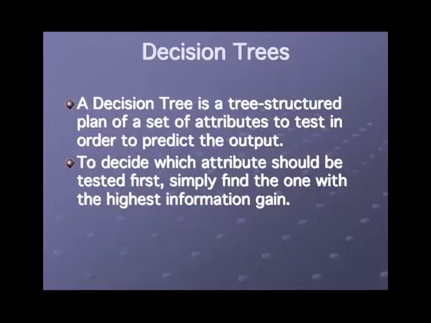Decision tree. This is really important in neural networks. A decision tree is a tree-structured plan of a set of attributes to test in order to predict the output. To decide which attribute should be tested first, simply find the one with the highest information gain.